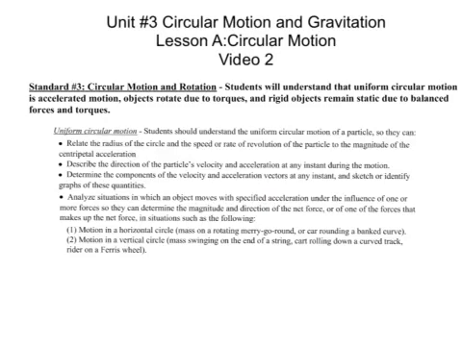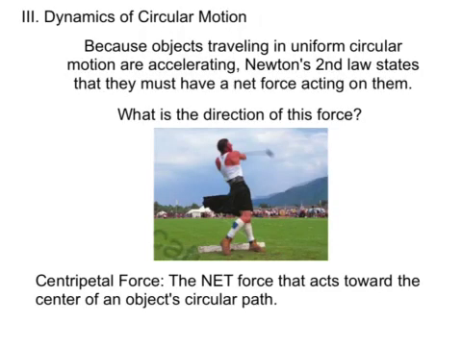So here we go. Last time we determined that objects that are in uniform circular motion are accelerating because their direction is constantly changing. So because objects traveling in uniform circular motion are accelerating, Newton's second law states that they must have a net force acting on them. So what is the direction of that force?